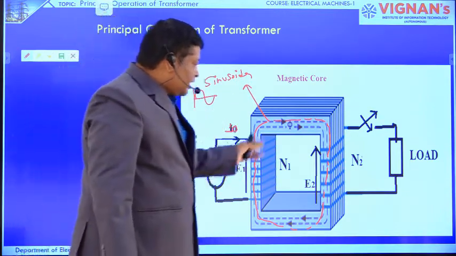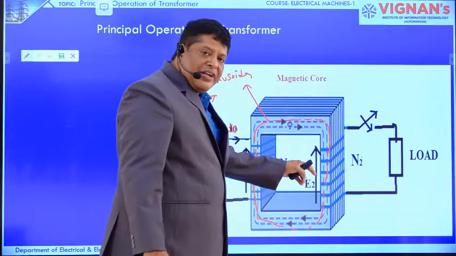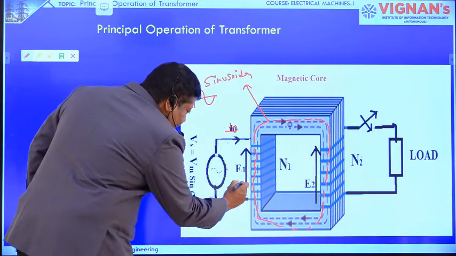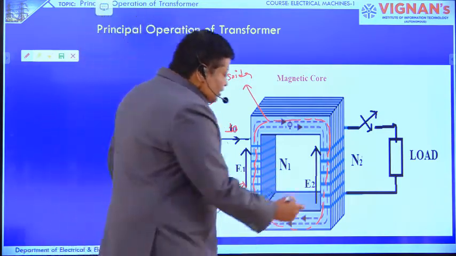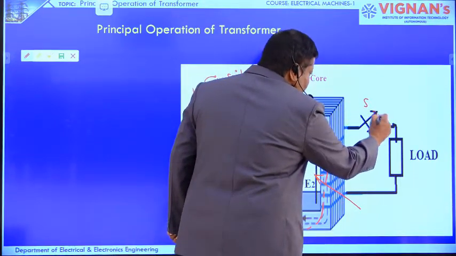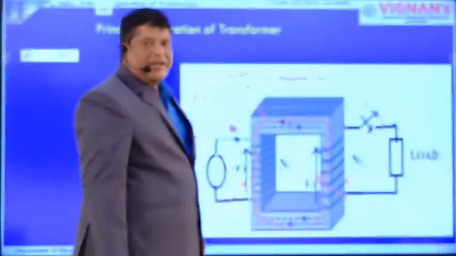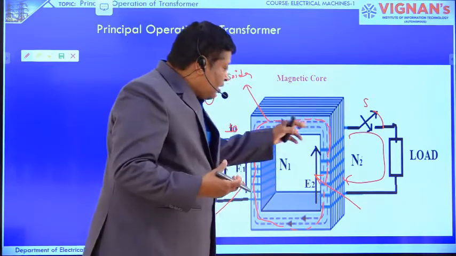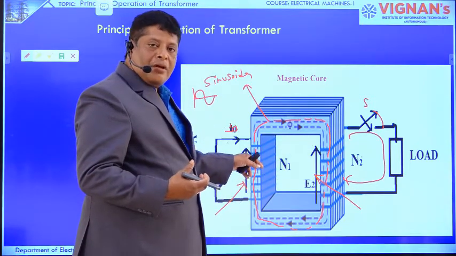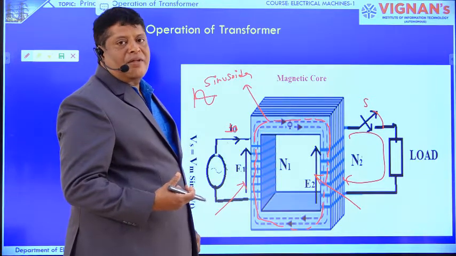Sinusoidal nature. There is a rate of change of flux linkage on the secondary winding as well as the primary winding. The voltage induced in the secondary winding is E2, whereas the voltage induced in the primary winding is E1. This voltage is nothing but a self-induced voltage, whereas this voltage is nothing but a mutually induced voltage. Whenever you close the switch, the mutually induced voltage drives a current through the load. The load is taking power from the circuit, the circuit is taking power from the primary winding, and the primary winding is taking power from the source.